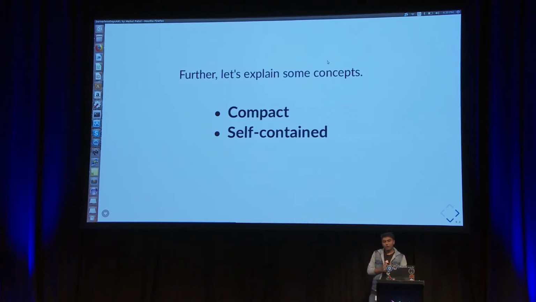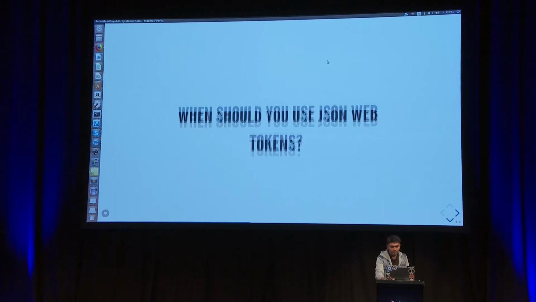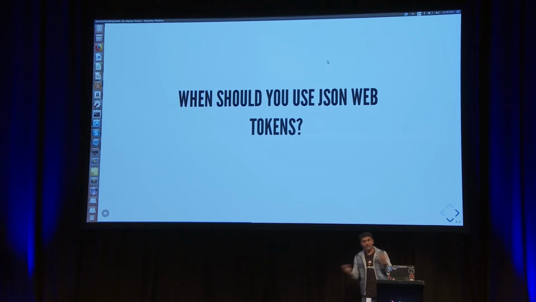If I would like to explain the compact part, compact is nothing but very small in size, which means that if you want to send the query, you can send it through your URL as well, through a POST parameter as well, and inside the HTTP header as well. And self-contained is nothing but it contains the payload, and the payload has all the information about the users which you can use.